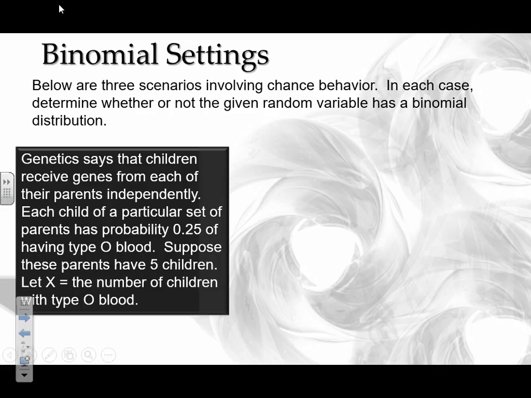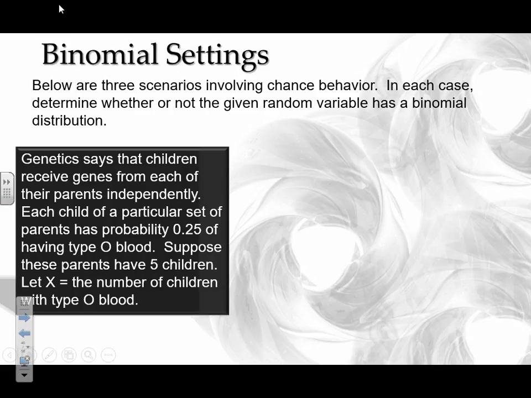So we have that. Condition number 2 was trials must be independent. So that means each time they have a kid, that kid's genetics has to be independent of the previous. So do we have that? Yeah, in fact, this one actually specifically mentions that. It says genetics says that children receive genes from each parent independently. Okay? So the genetics happens independently. So that's condition number 2. Condition number 3. Are there a fixed number of trials? 5. They're having 5 kids. That's my fixed number of trials. Okay? So I have that.